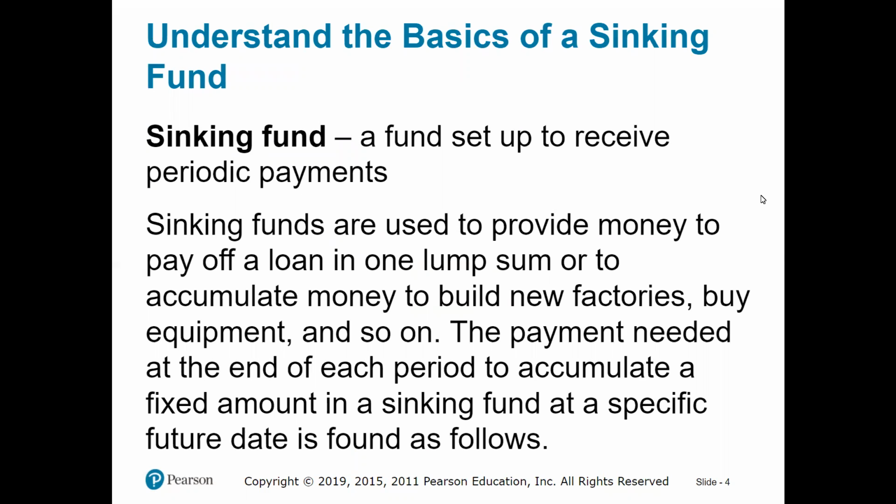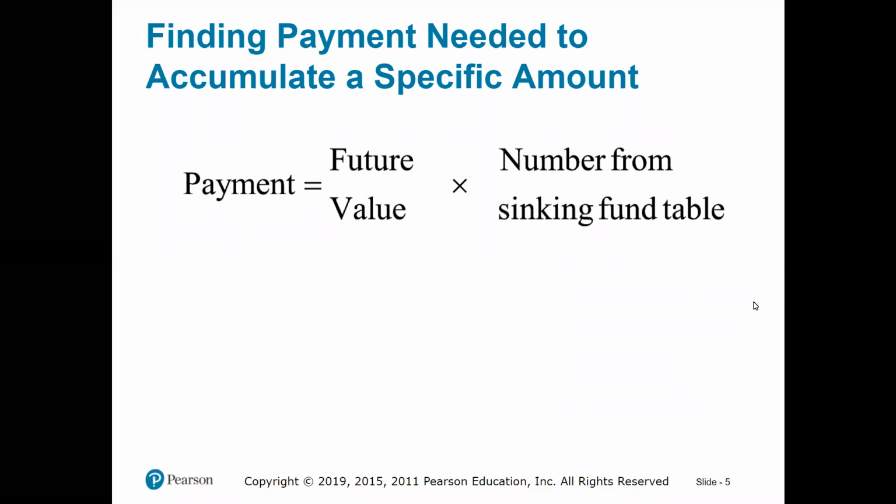So a sinking fund is a fund set up to receive periodic payments. Sinking funds are used to provide money to pay off a loan in one lump sum or to accumulate money to build new factories, buy equipment, and so on. The payment needed at the end of each period to accumulate a fixed amount in a sinking fund at a specific future date is found as follows.